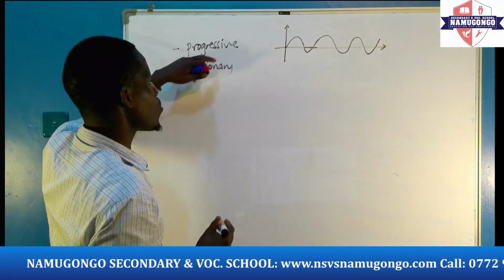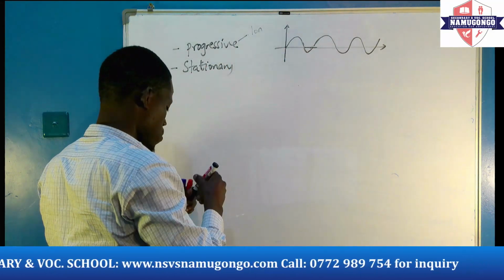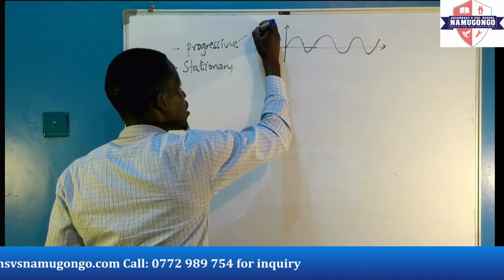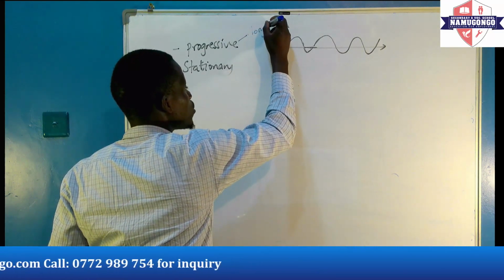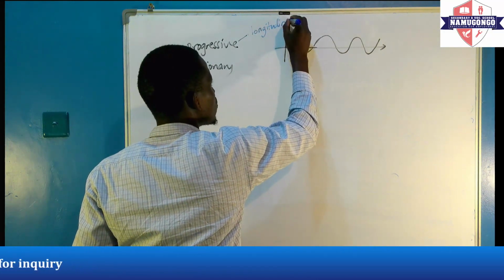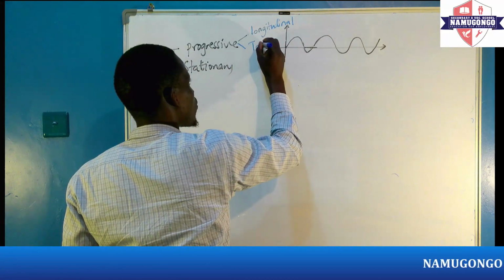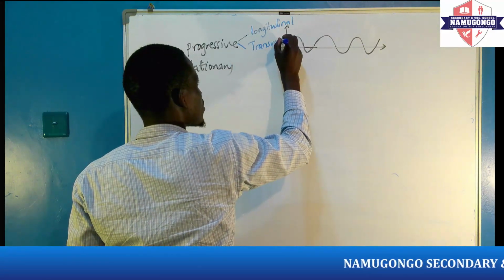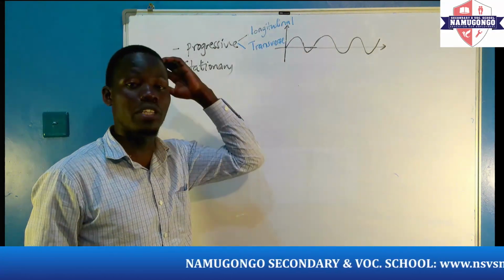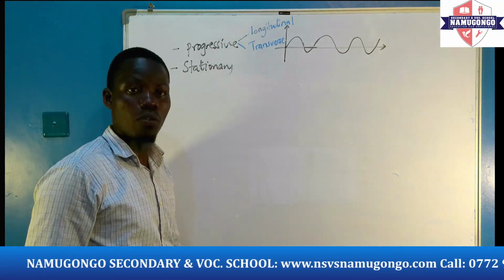Under this type, we have longitudinal waves, and we also have what we call the transverse wave. So those are the two examples under progressive waves. We move on to look at what each of these is.